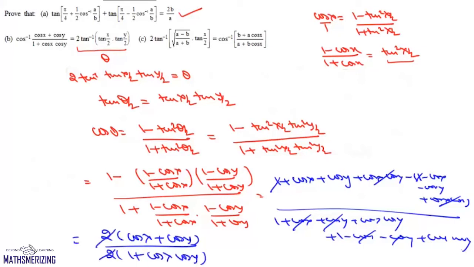So we'll cancel this 2. So here we'll get this theta as cos inverse of (cos x plus cos y) upon (1 plus cos x into cos y), which is our left hand side. So this is how we prove such questions.